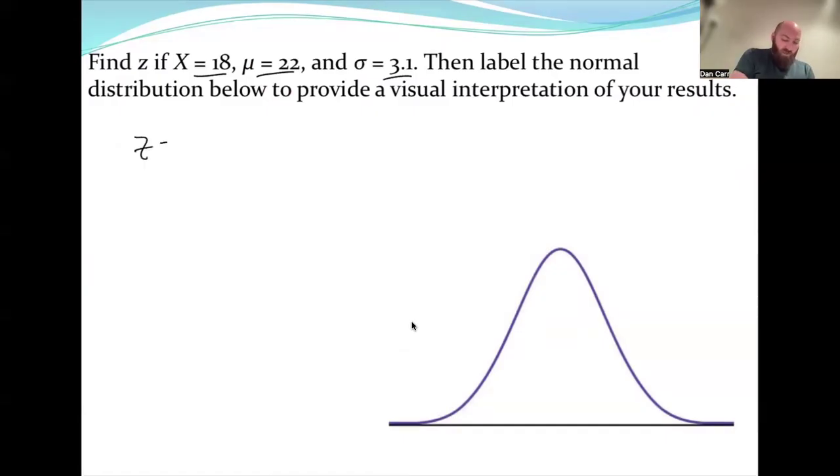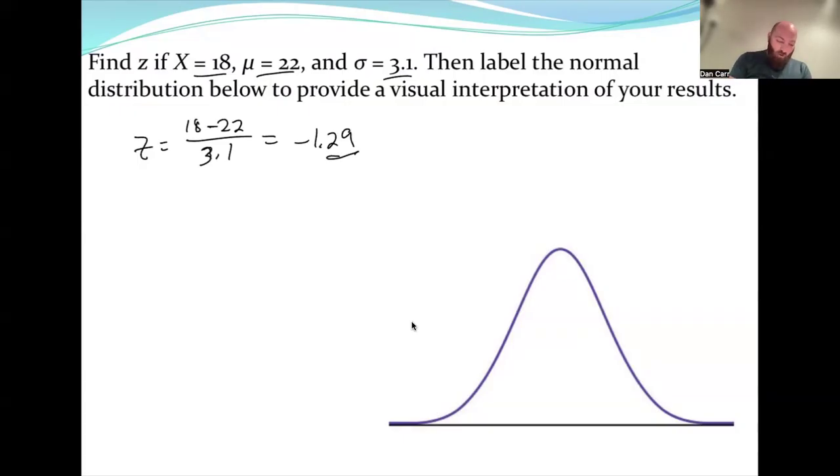So z is equal to 18 minus 22 divided by 3.1. Now, the order of this formula does matter because negative z-scores are different from positive z-scores. So I plug this in my calculator: 18 minus 22 divided by 3.1, I get a negative 1.29. Okay, so we're always going to use two decimal places here whenever we do this.